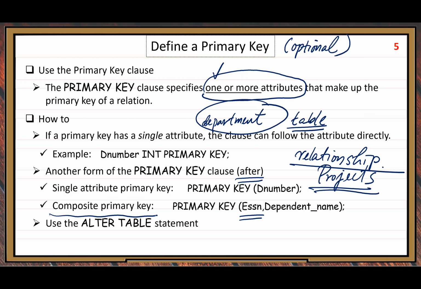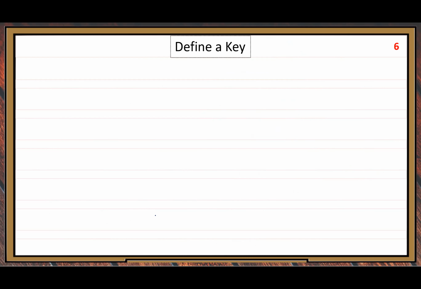Use the alter table statement. Later, after your table definition, you still have a chance to declare the primary key using the alter table statement. Let's look at this example from the university database. Alter table name calls, add a primary key, the attribute calls underscore number. So after table definition, you have a chance to add a primary key.